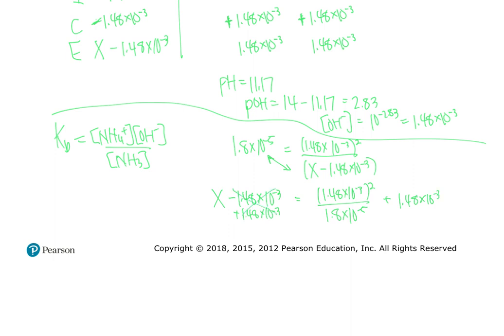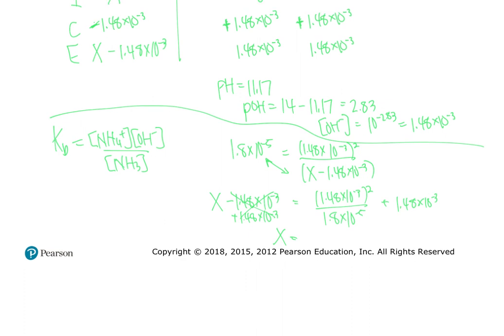So then I get X, which is my initial ammonia concentration. So let's do that. 1.48 times 10 to the negative 3rd, squared, divided by Kb, 1.8 times 10 to the negative 5, plus 1.48 times 10 to the negative 3rd. Oh, math, so fun. So my initial ammonia concentration is 0.123 molar. Great. Okay, that is how you do those problems.